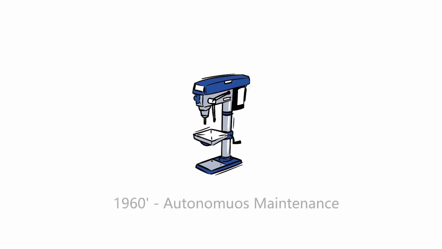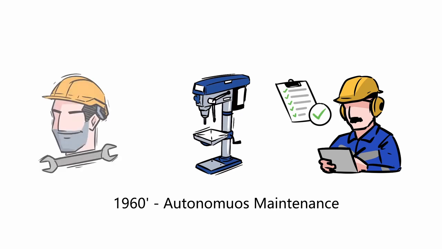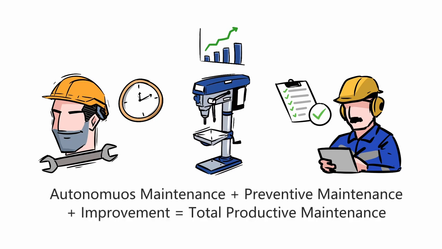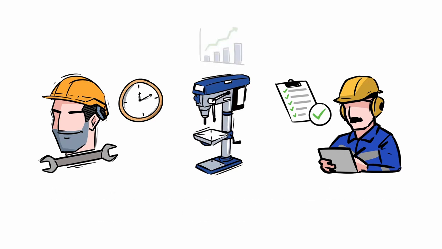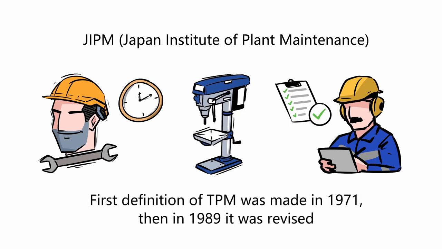In 1960, the Denso company introduced the concept of autonomous maintenance, where the line operator had to perform a routine maintenance on the machine he was working on. This practice freed up time for specialized maintenance workers who could better dedicate themselves to preventive maintenance and technical improvement of the equipment. The combination of autonomous maintenance, preventive maintenance, and improvement led to the birth of the TPM. According to the JIPM, Japan Institute of Plant Maintenance, the first definition of TPM was made in 1971, then in 1989 it was revised.